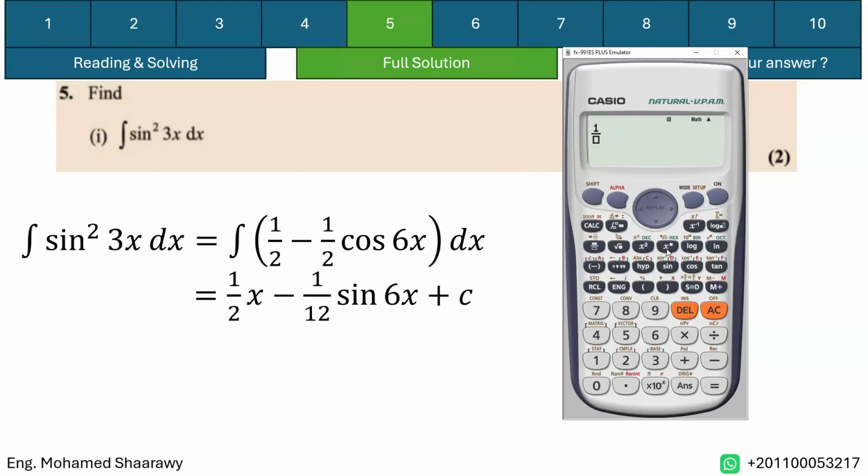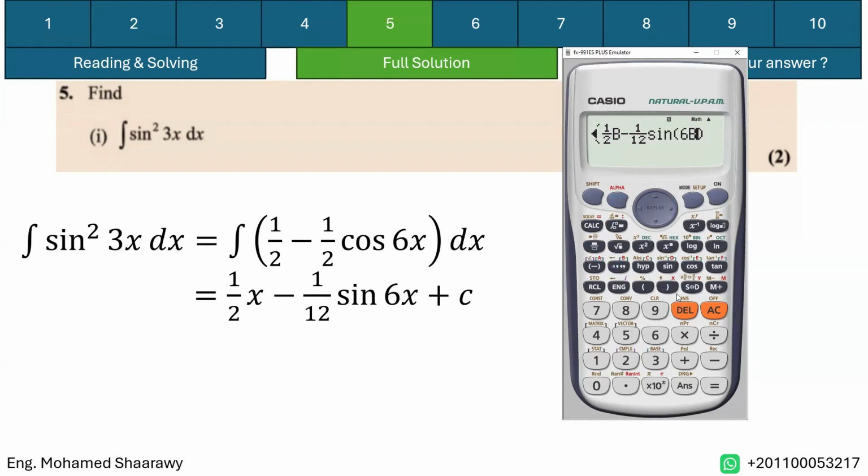So half times, let's say, a minus 1 over 12 sine 6a, yes, minus, open bracket, half b minus 1 over 12 sine 6b.